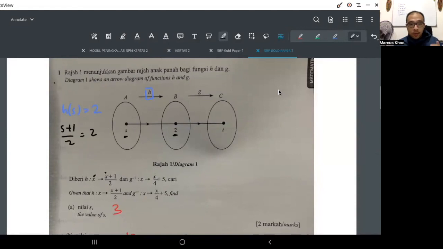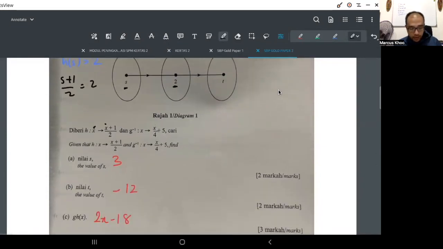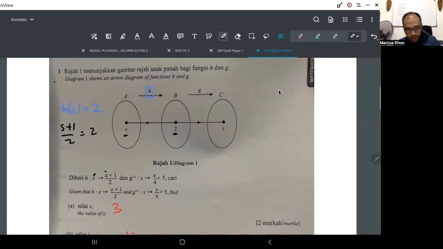Now how about this one? If you're given G inverse x, let's take a look at this. This is G(2) equals t. Since we are given G inverse x, what we can do is switch these two around and change it to the inverse. So I can say that the inverse of t is equal to 2.